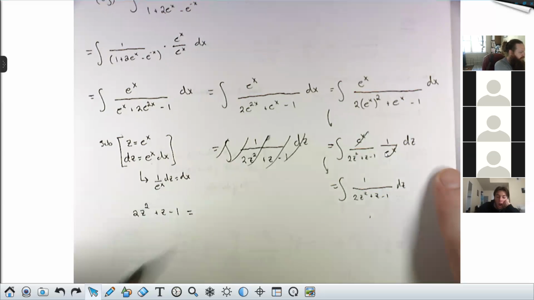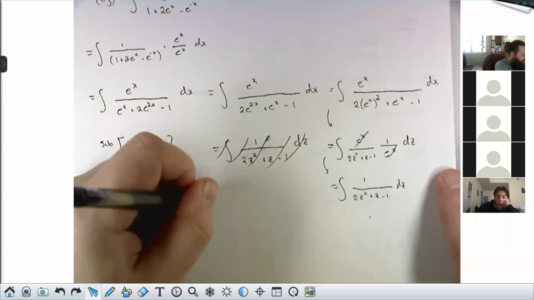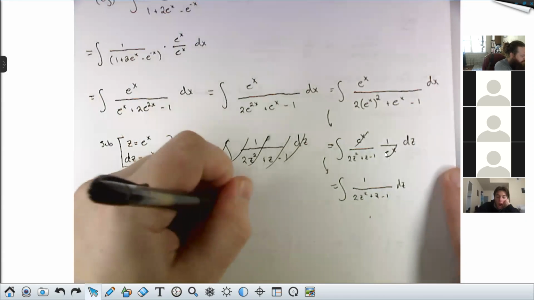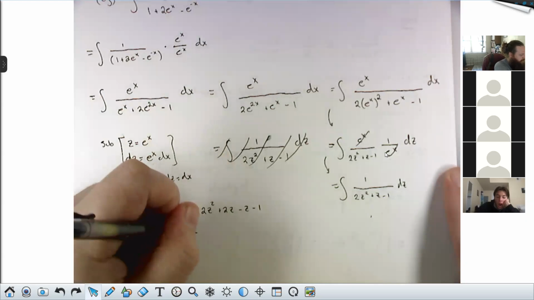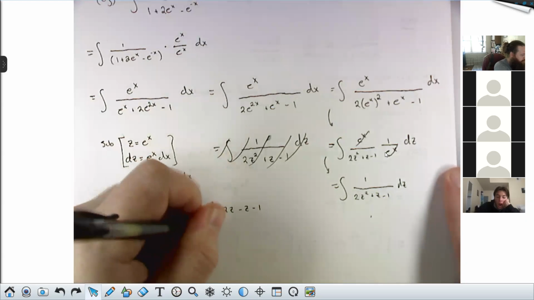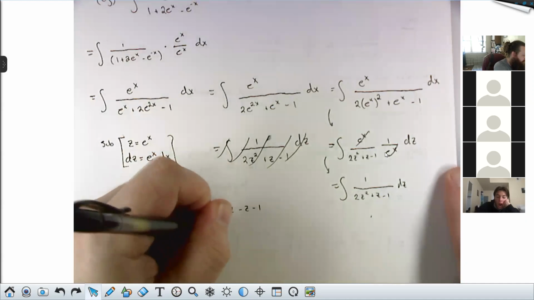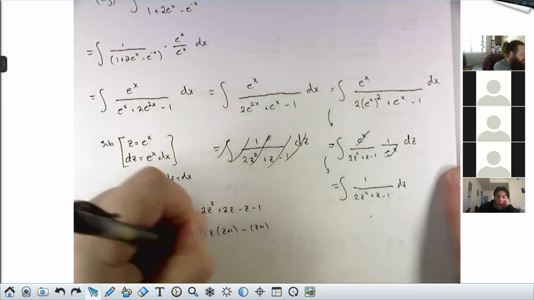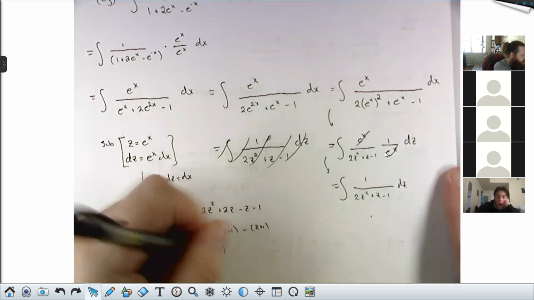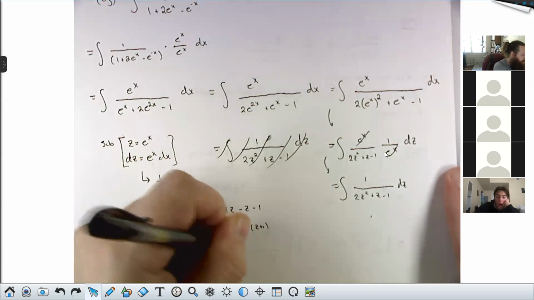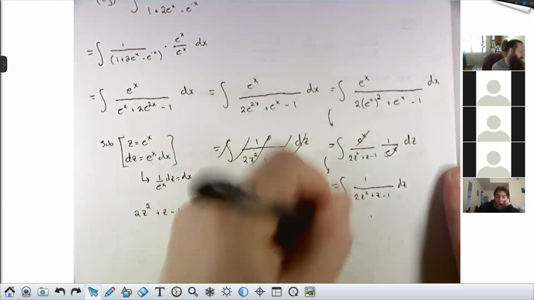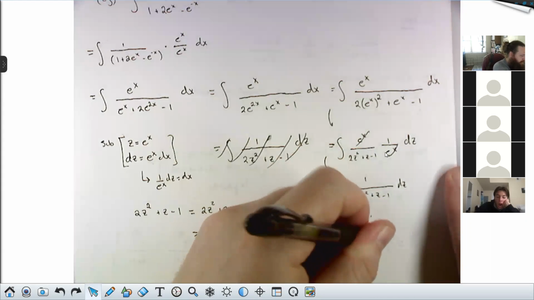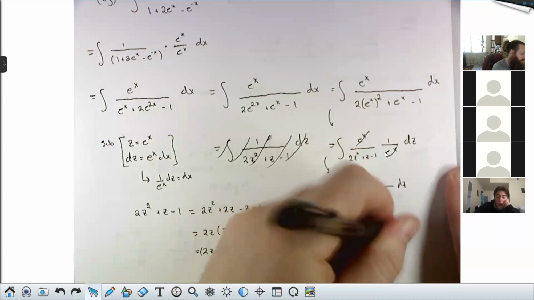Does this factor nicely? Yeah. I can write that as 2z squared plus 2z minus z minus 1 using my AC method, and then factor 2z from the start. And I have z plus 1 left. Factor -1 from the end. You have z plus 1 left. So this is 2z minus 1 times z plus 1. So this is the integral of 1 over 2z minus 1 times z plus 1 dz.